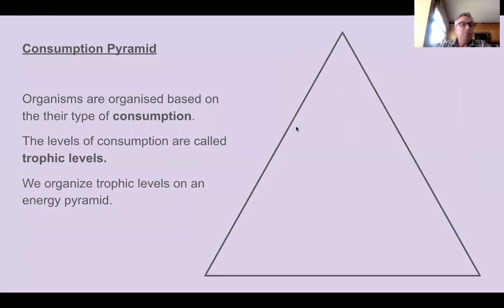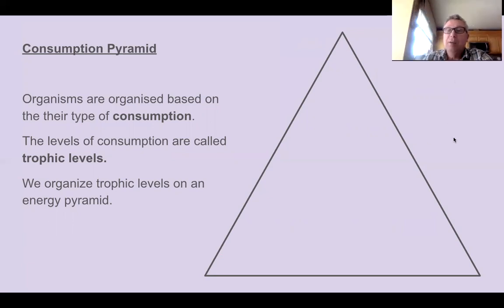Okay, and we'll talk about trophic in a second. So organisms are organized based on their type of consumption, what they eat or where they get their energy from. So the levels are going to be called trophic levels. And when we're talking about consumption, we're talking about nutrition, right? So that's what trophic means. In Latin, it translates to nutrition for the most part.